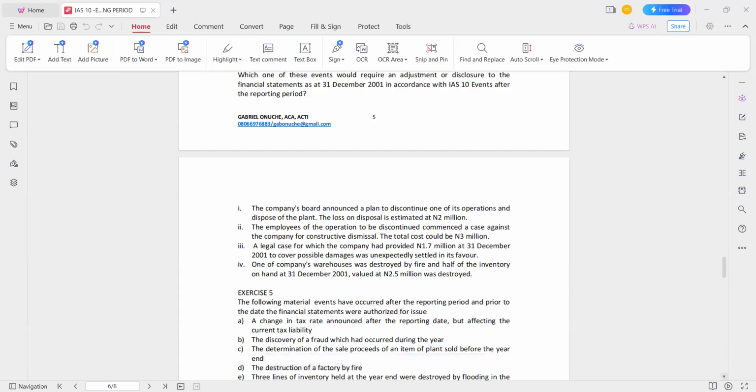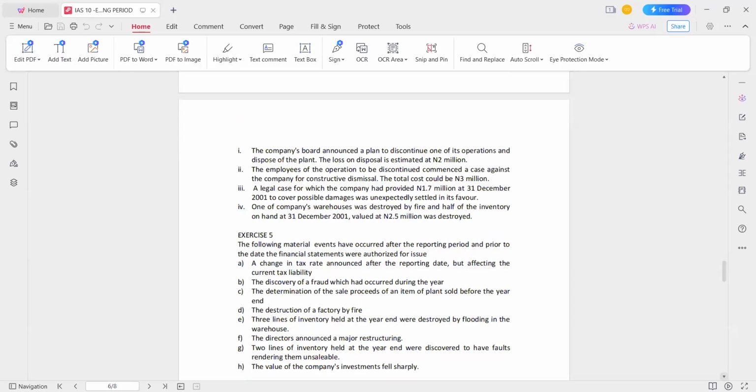Last one. One of the company's warehouses was destroyed by fire, and half of the inventory on hand at 31st December 2001, valued at 2.5 million, was destroyed. Adjusting or not adjusting? I think adjusting. Huh? I said I think it's non-adjusting.